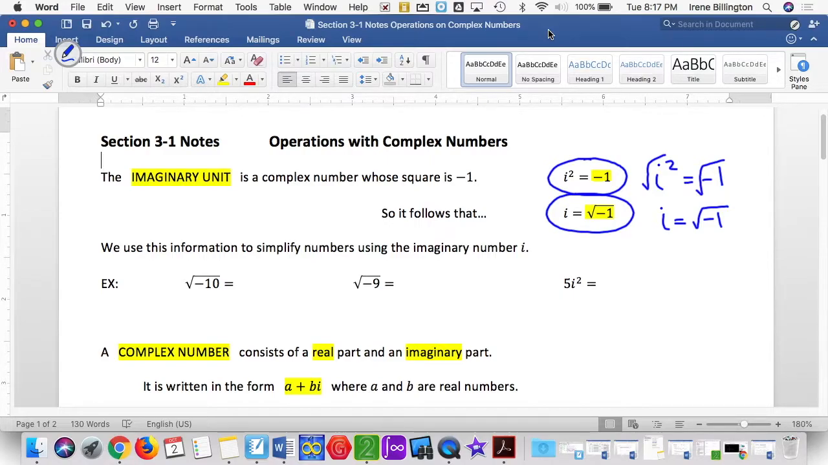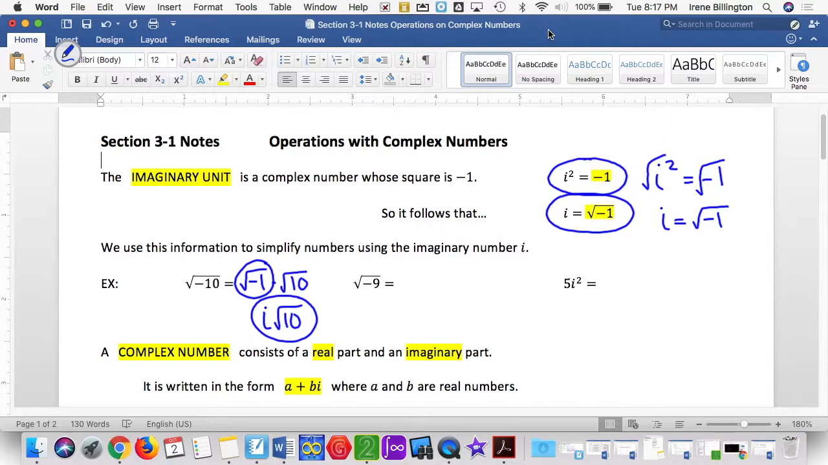So if you are asked to simplify the square root of -10, you need to recognize that the square root of -10 is equivalent to the square root of -1 times the square root of 10, because -1 and 10 was equal to -10. And you know, based on the definition above, that the square root of -1 is equivalent to the imaginary unit i. So this simplified expression would be i times the square root of 10.